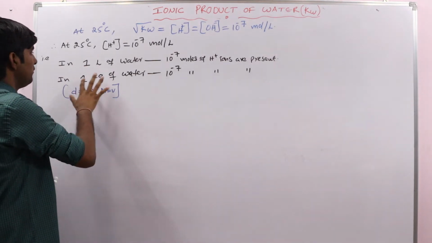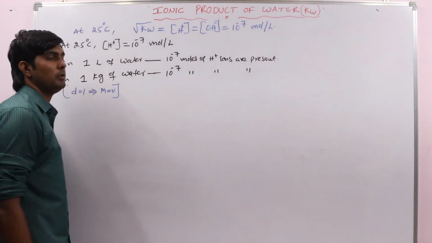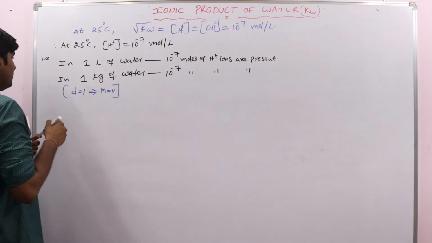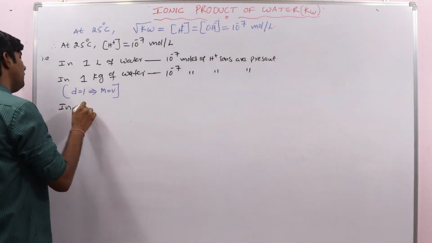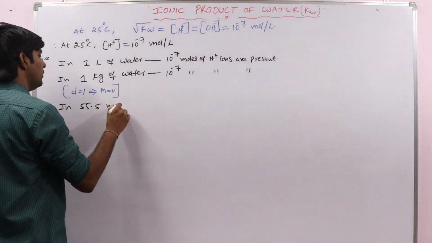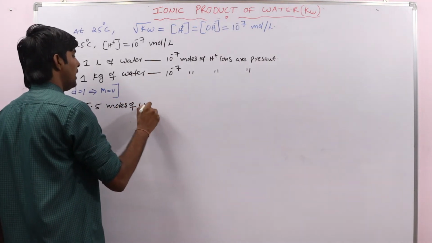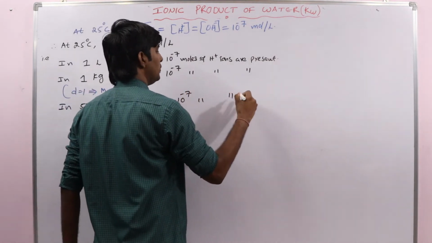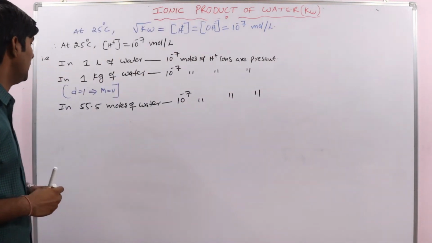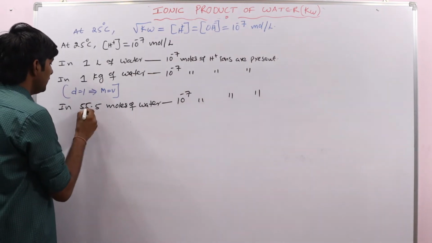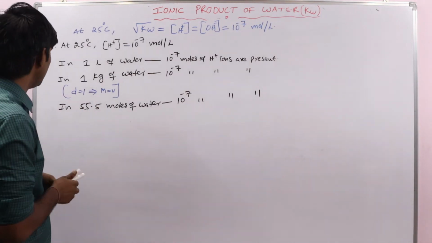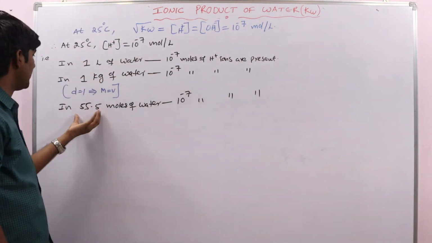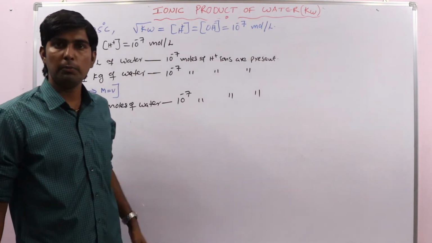Okay. So in 1 kg of water, how many moles of H plus ions are present? 10 power minus 7 moles. Okay. And in 55.5 moles of water, here also we have 10 power minus 7 moles of H plus ions present. Okay, see how we are getting this. Okay, so already I think we discussed in the molarity concept. Okay, so in 1 kg of water, 55.5 moles of water molecules are present.